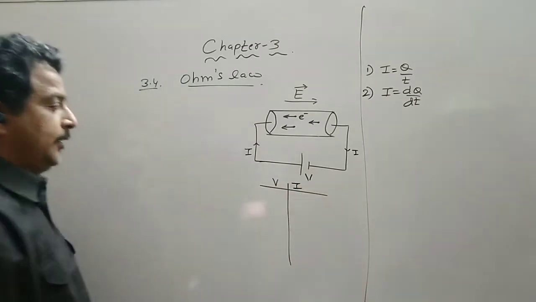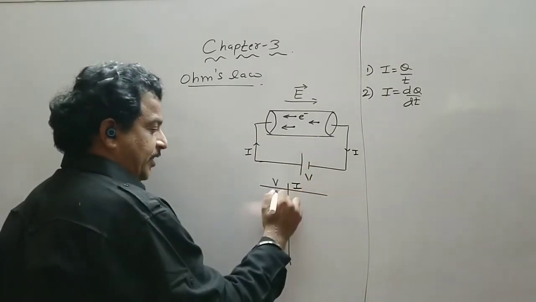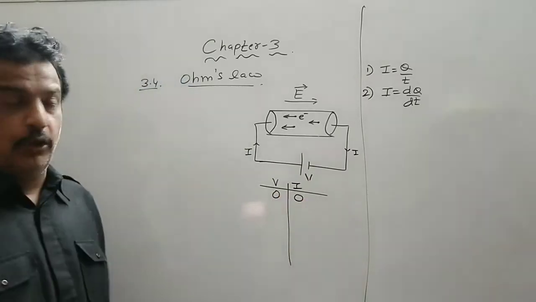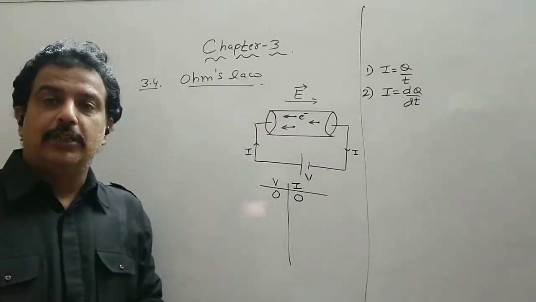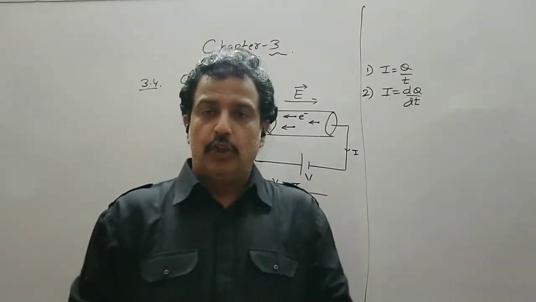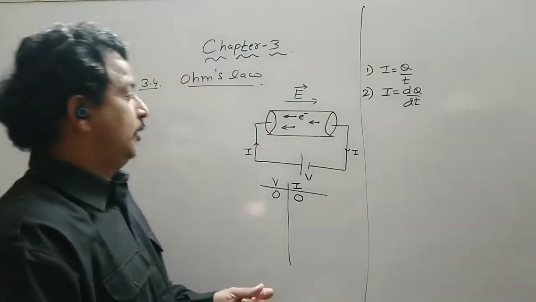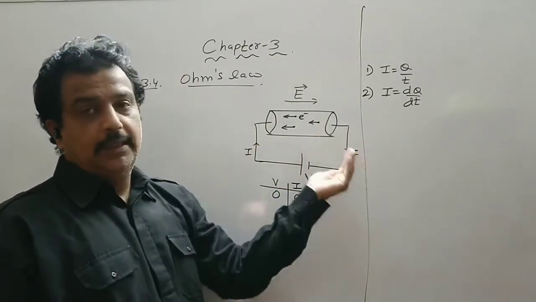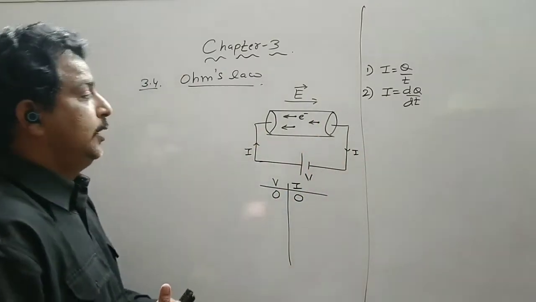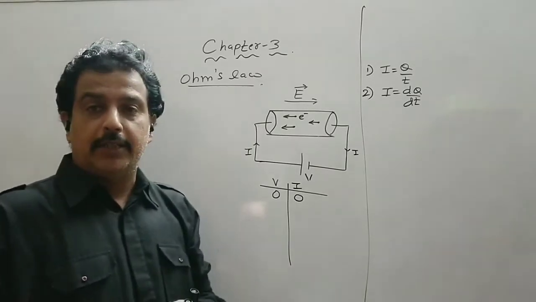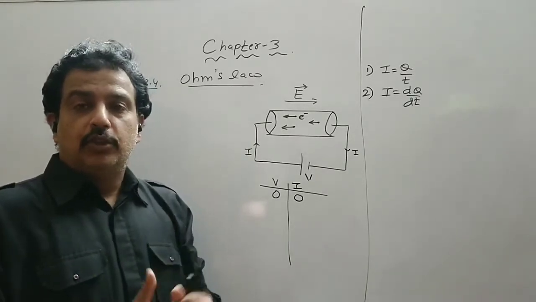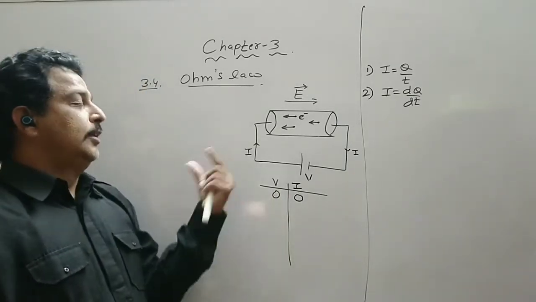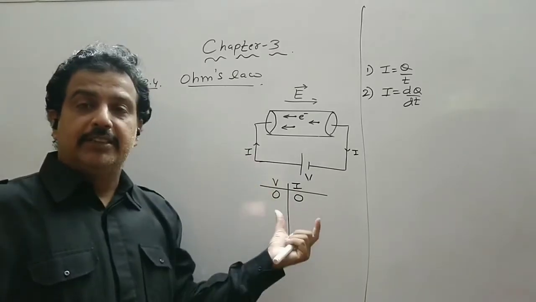let us take a table. If no battery is connected, that is V is 0, the current flowing through the conductor is 0, because all electrons are in random motion, and on an average the number of electrons flowing through the cross section of a conductor towards one side is equal to the number flowing in the opposite direction. So the net amount of charge through that cross section comes out to be 0. So when V is 0, or when the electric field is 0, I is 0.